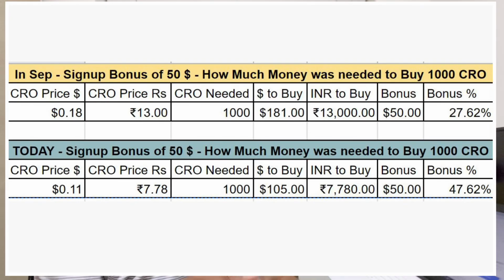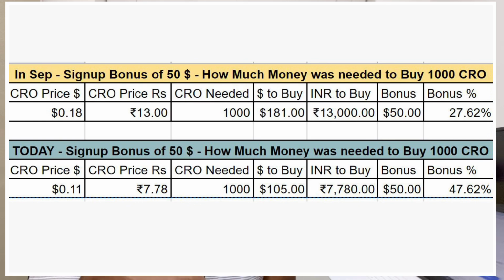A few days back, the CRO price was sitting at roughly 12 pence from a UK pounds perspective, or roughly 12 or 13 rupees. Which means that if you had to buy 1,000 CRO, you needed to spend 13,000 rupees, or around 130 pounds in UK currency, to get $50 worth of CRO as a bonus.